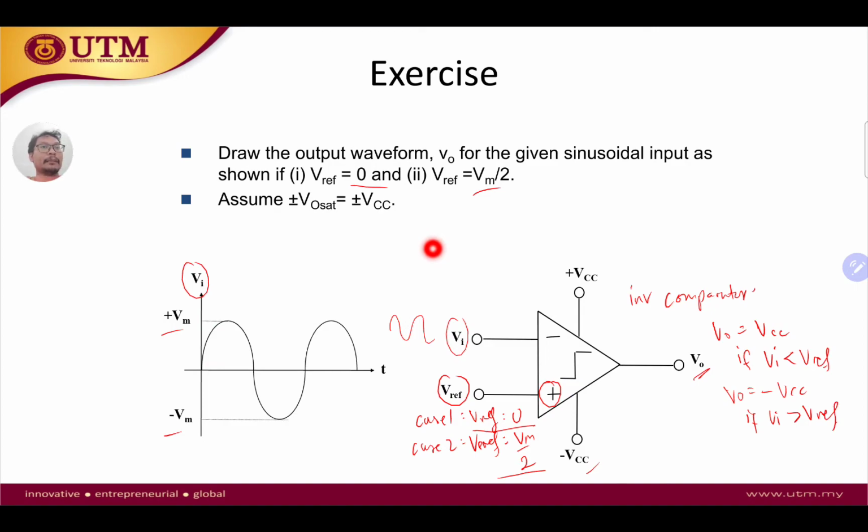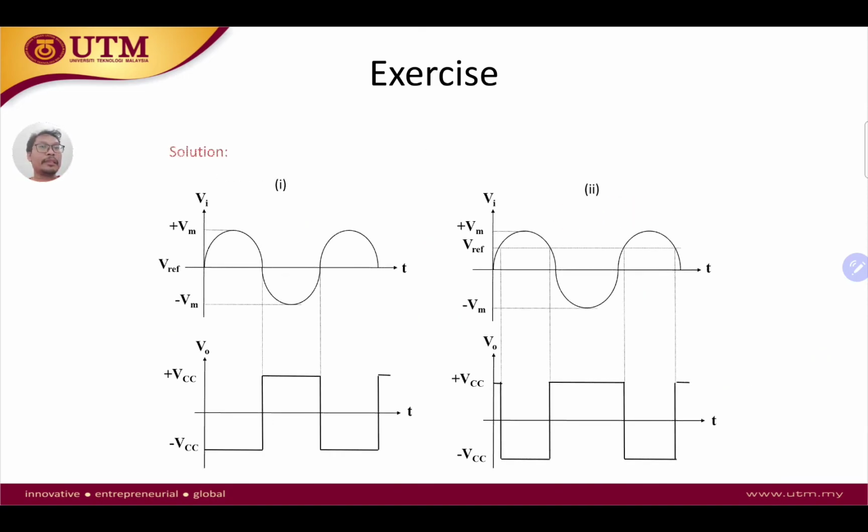Okay, so VCC is VOSAT, so VCC or negative VOSAT is our assumption there, and for VREF, we have two cases. How can we draw the output waveform if VREF is 0, and how will the output waveform change if our VREF is Vm over 2? So we can see in the solution here. In the first case, this is VREF equals to 0, and the second is VREF equals to Vm over 2.